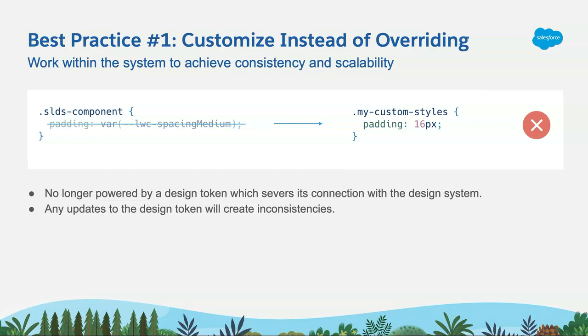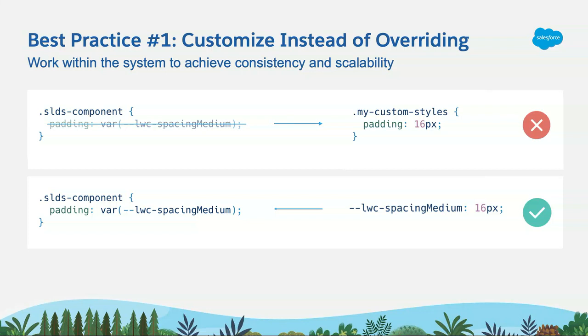This component now is a possible regression in the future if the value of this token is ever updated. The rest of your app will update, but this component won't. And lastly, you have to manually update this component if you want to change it in the future. That's really tedious, and it also adds tech debt.